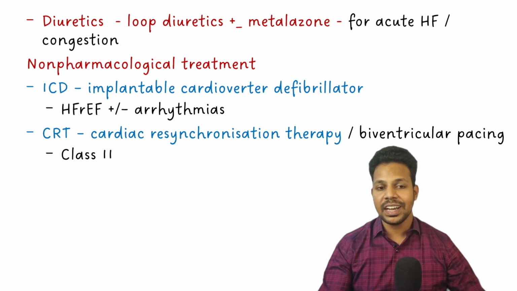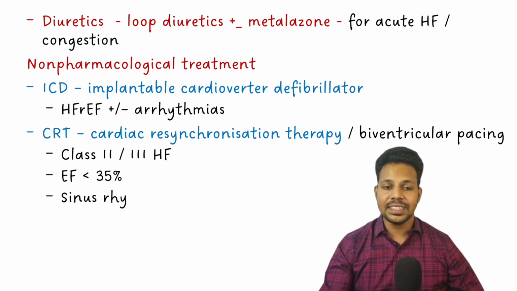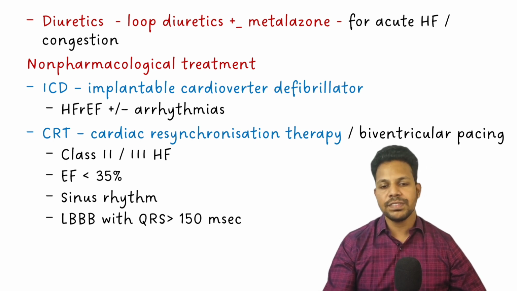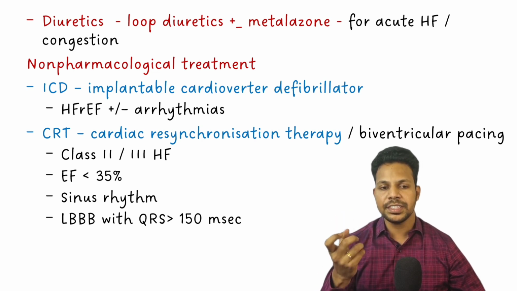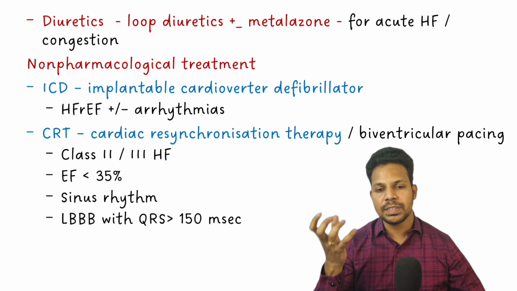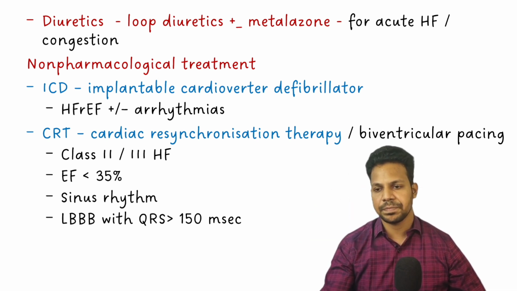When the patient is having class 2 or class 3 heart failure, when the ejection fraction is less than 35%, and when the patient is in sinus rhythm and has left bundle branch block with a QRS duration of more than 150 milliseconds. This can also be used in a patient of heart failure with evidence of coronary artery disease, and even if the patient is in class 1 heart failure, if the patient has evidence of coronary artery disease, you can still give the cardiac resynchronization therapy.